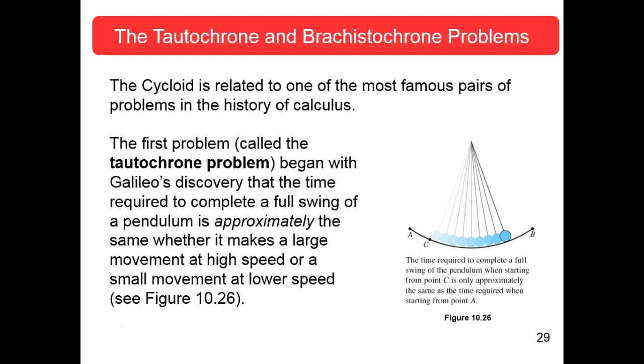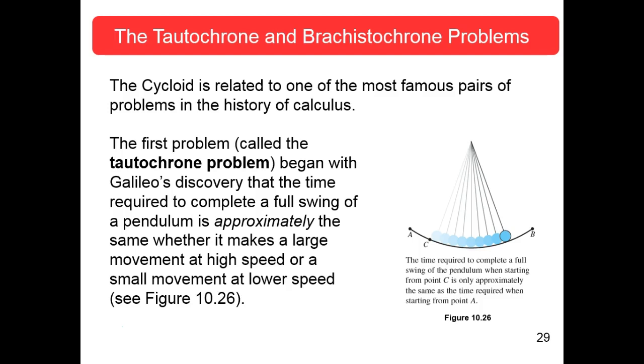Cycloids are related to one of the most famous pairs of problems in the history of calculus. The first problem, called the tautochrome problem, began with Galileo's discovery that the time required to complete a full swing of a pendulum is approximately the same whether it makes a large movement at high speed or a small movement at low speed. Now, what do they mean by that?